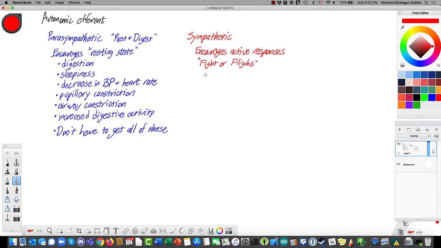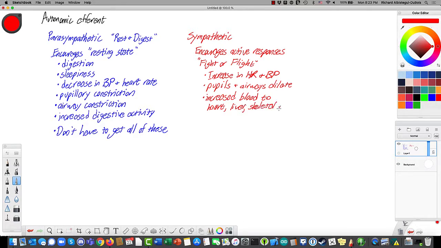So sympathetic activity generally produces the opposite responses over here. You get an increase in heart rate and blood pressure, pupils and airways dilate, you get increased blood flow to the heart, liver, and skeletal muscle. And generally decreased digestive activity.